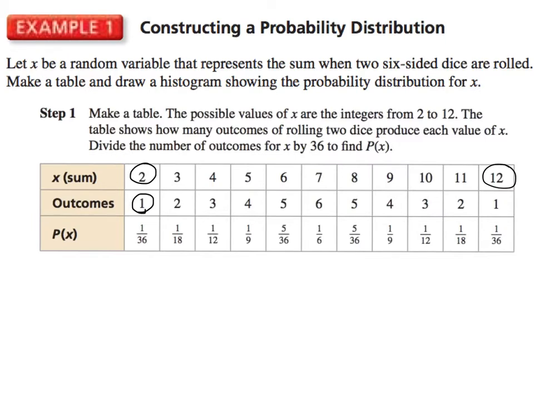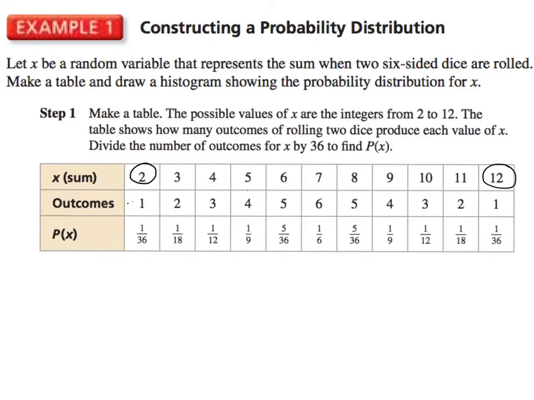So we know that the total possible outcomes of everything are 36. There's going to be 6 times 6, 36 total ways. So this would be 1/36. This would be 1/18, which is 2/36. This would be 3/36, which would give us 1/12, 1/9, and so on. That's it. So we divide all of our outcomes by 36 to get P of x, the probability of x. This is how you show probability distribution.